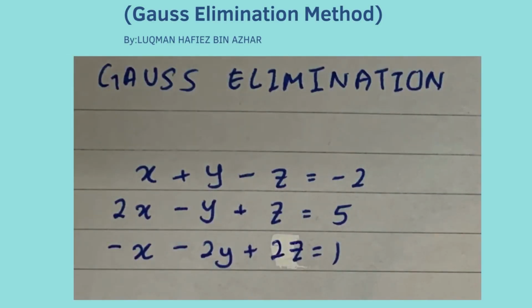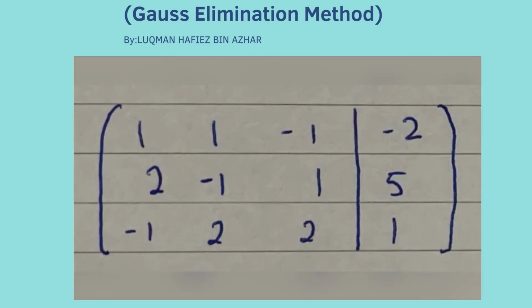So this is the example of the Gauss elimination method. For this question, the first equation is x plus y minus z is equal to negative 2, the second is 2x minus y plus z is equal to 5, and the third is negative x minus 2y plus 2z is equal to 1. For the next step, we need to construct the augmented matrix, which has been shown here.